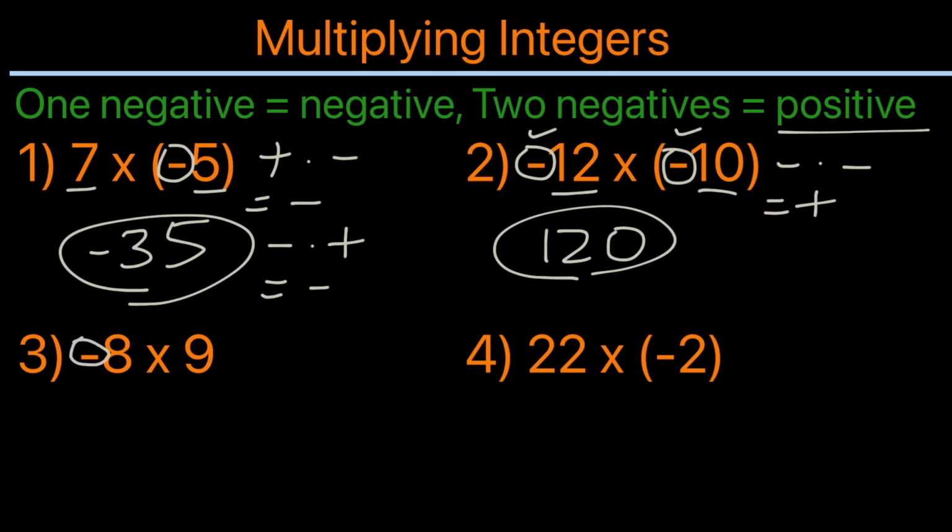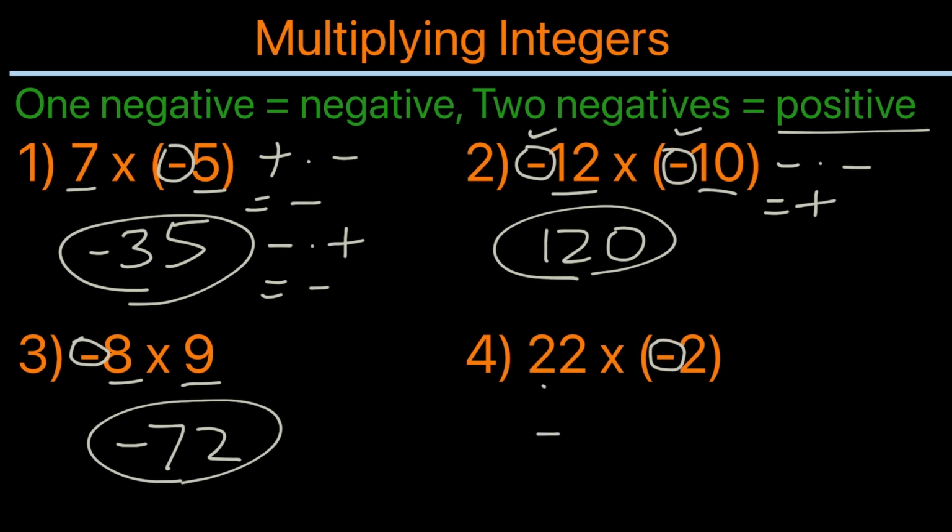Now for the third example, -8 times 9. We have only one negative, so we know the outcome will be negative. And then we have 8 times 9, and 8 times 9 is 72. And one negative means that this answer will be -72. Now for the fourth example, we have 22 times -2. Again, only one negative, so we can place a negative first. Then we take the 22 times the 2. That gives us 44. And so the answer is -44.